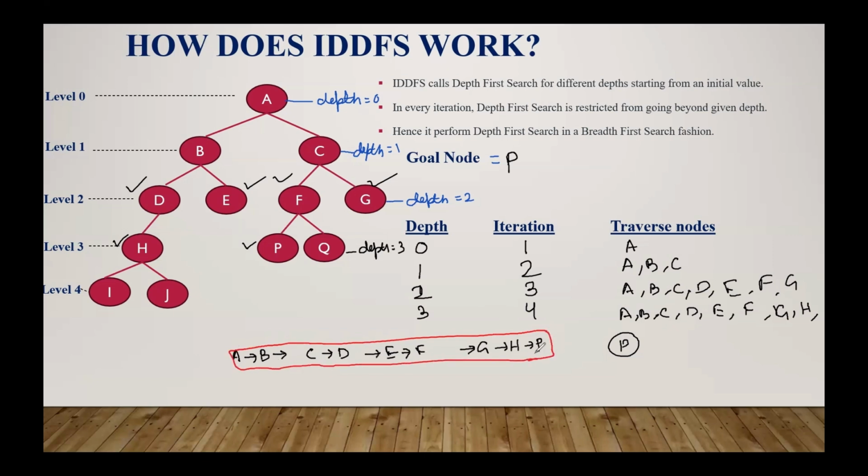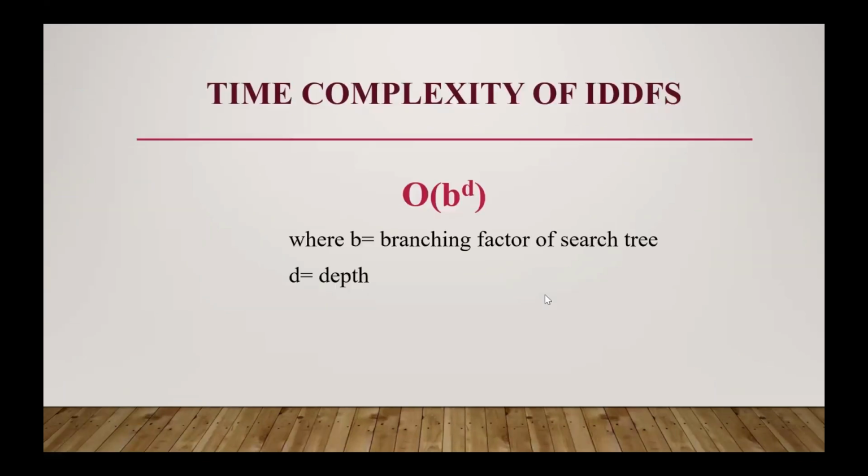So this is the way the problem solving agent or the goal based agent uses the iterative deepening depth first search algorithm. Iterative means each and every iteration the depth is increased by 1 and searching is done level wise. That's why it is called the combination of depth first search as well as breadth first search. Time complexity of this algorithm is the order of b to the power d, where b is the branching factor of the searching tree and d is the depth of the tree.